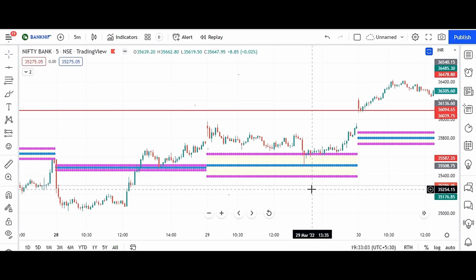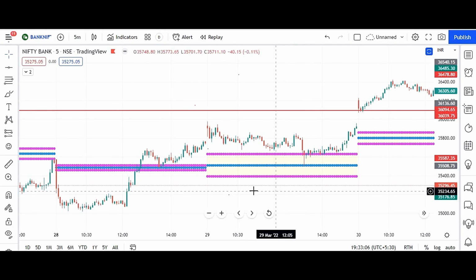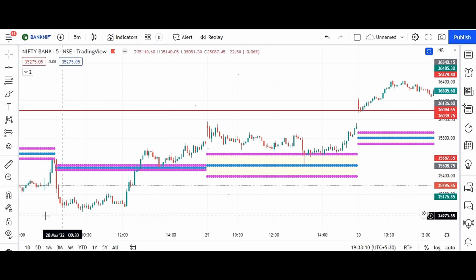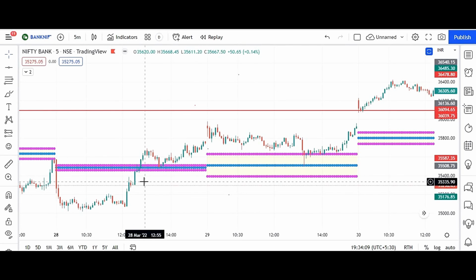I hope you understand the content. If you have any questions, you can comment below. We will try to reply as soon as possible. Do backtest and paper trade to master this setup. Once you have practiced this, only then go live if you are a beginner. Alright, that's all for today.